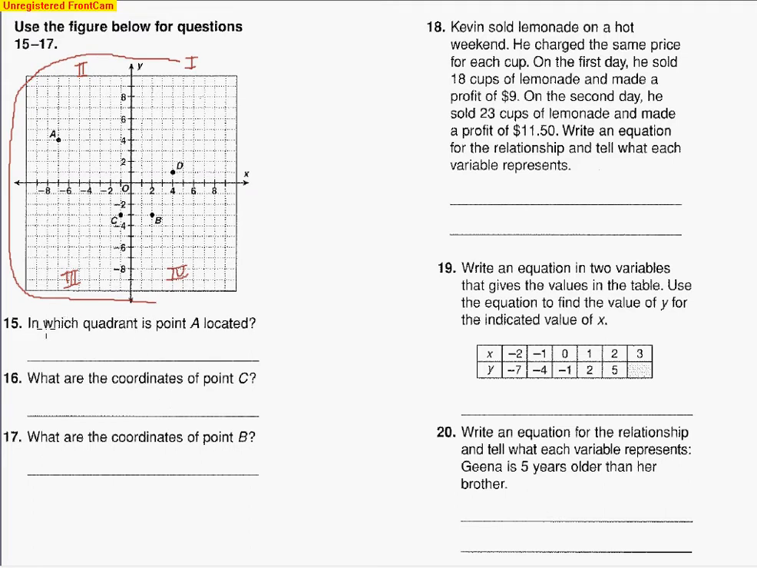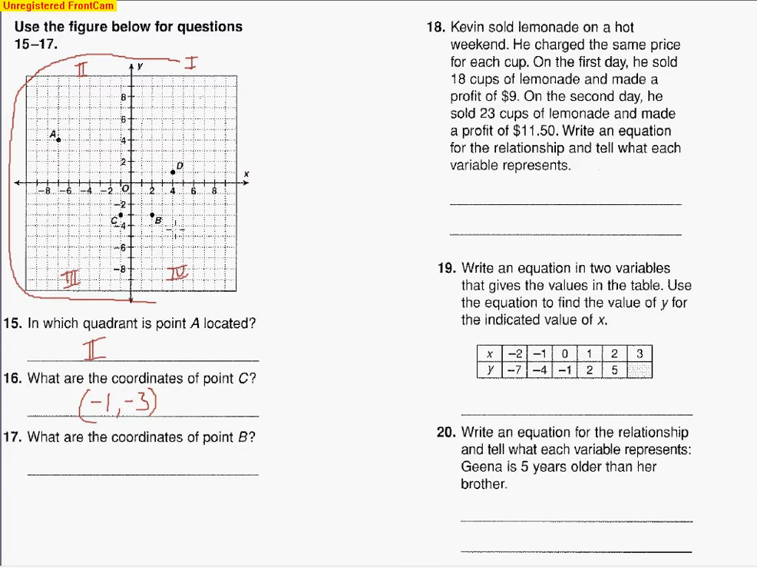So in which quadrant is point A located? Well, A is right here, so that is quadrant number 2. What are the coordinates of point C? C is right here, so that's 1 space to the left, 3 spaces down. So that's 1 to the left, so -1, and 3 spaces down, -3. So -1, -3.